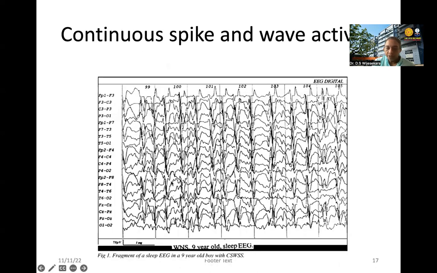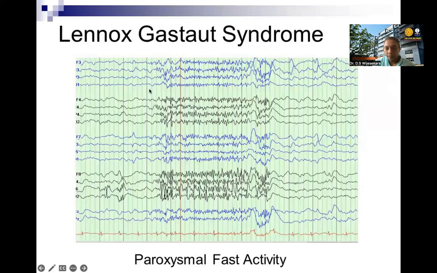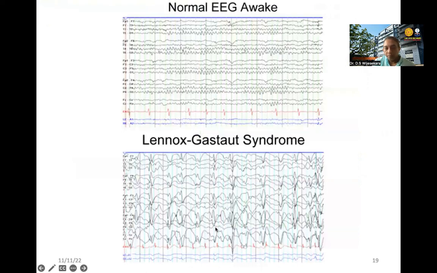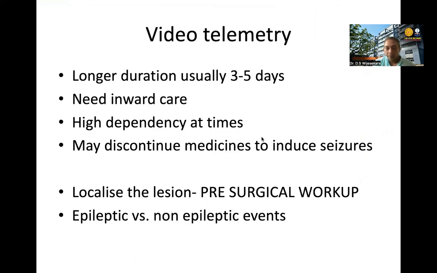And then in a group of children who have continuous spike and wave activity and are continuously having seizing activity in the brain, they are the ones who have epileptic encephalopathy. And these children have subclinical seizures, and they need to be treated. And their development and academic activity are poor. In Lennox-Gastaut syndrome, you can see a paroxysmal fast activity in the EEG. And then in sleep, you will see a continuous spike and wave activity.